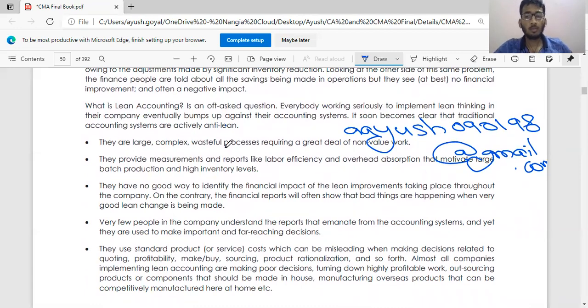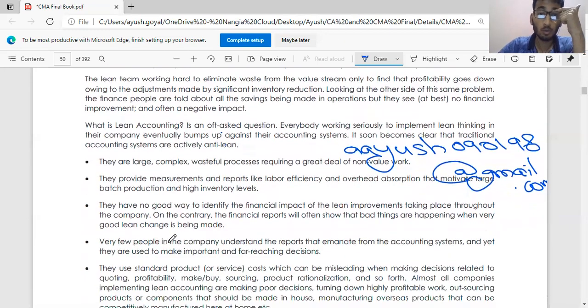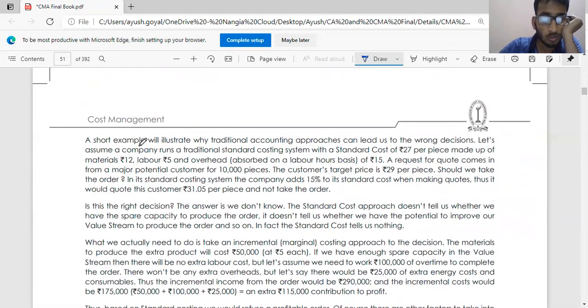So these are all the things which are basically a comparison between traditional costing and modern day costing, or why we require lean accounting. These are the reasons for that. Okay, and this is some sort of example which is given related to lean accounting. So I want you guys to read. Let's read what is written over here.